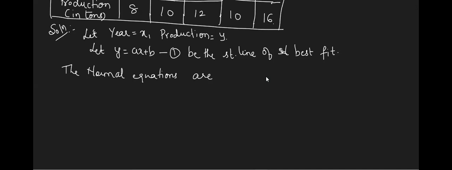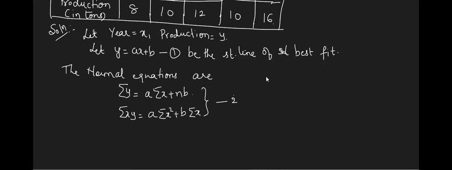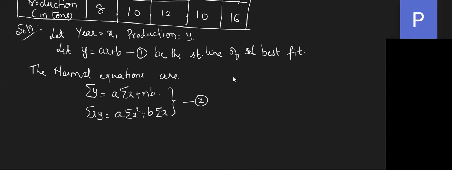Summation of y is equal to A into summation x plus n into b. What is the next equation? Just multiply by x: summation of x y is equal to A into summation of x square plus b into summation of x. Oh, very good. Let us take this as set of equation 2. Now if you just substitute and solve, you can easily get the values of A and B.